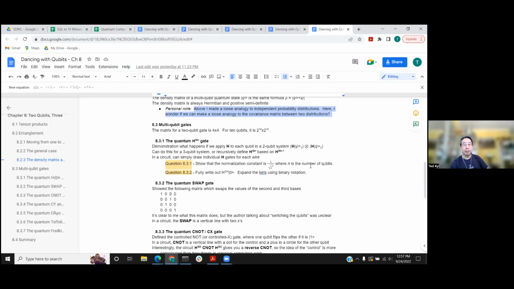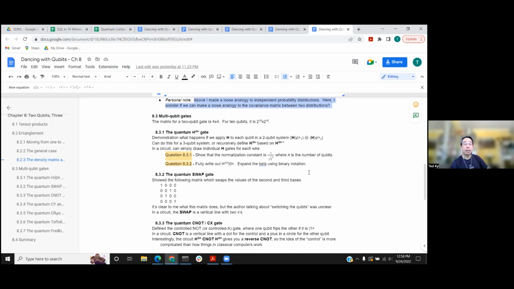All right, now we're going to get into the gates. So the matrix for a single qubit gate is 2 by 2. Now it's going to be 4 by 4. Again, these are 16 complex numbers, a 4 by 4 matrix of complex numbers.